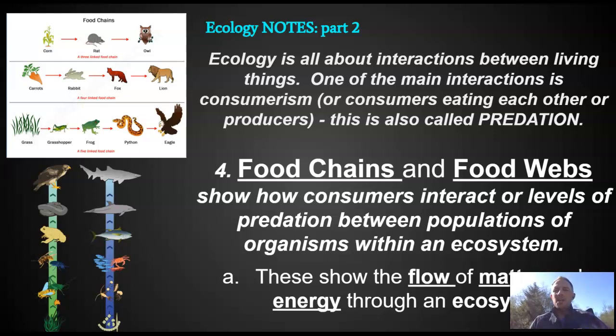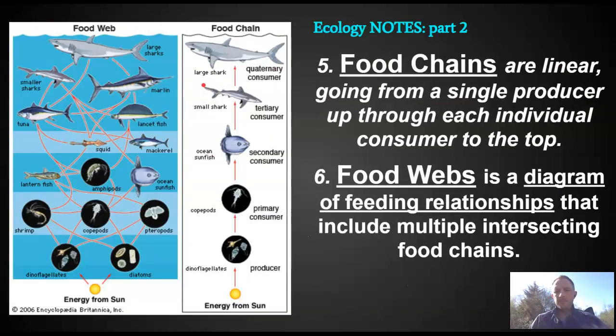So one way to represent who eats who in an ecosystem and to see how all things are connected is by creating these food chains or food webs. They show how consumers interact at different levels with each other and also with producers as well. And it shows the flow of energy and matter through an ecosystem. Where does it start? In each one of these, I think you can see where it starts, right? It starts down here with your producers, and then it moves up through different levels of consumers.